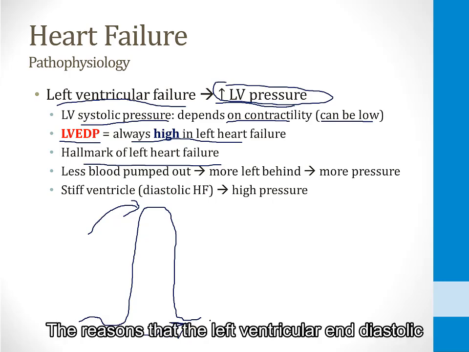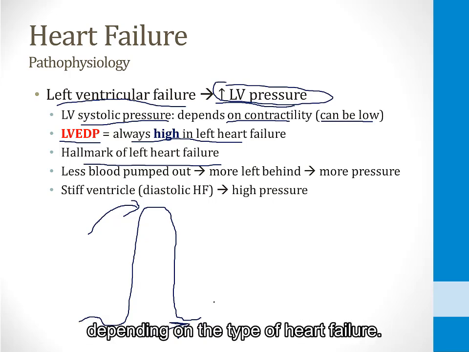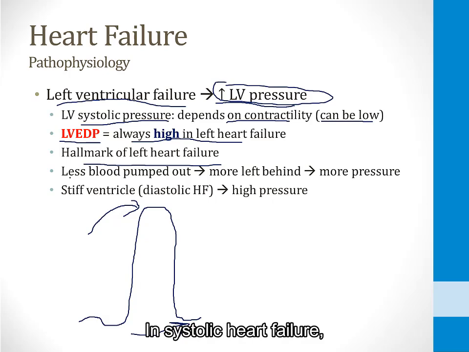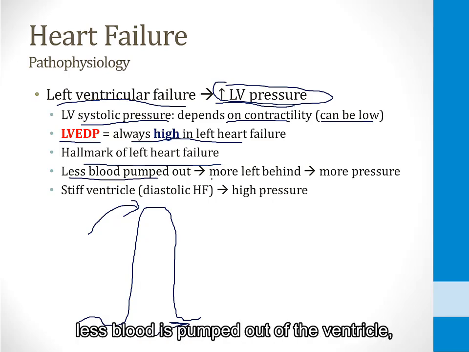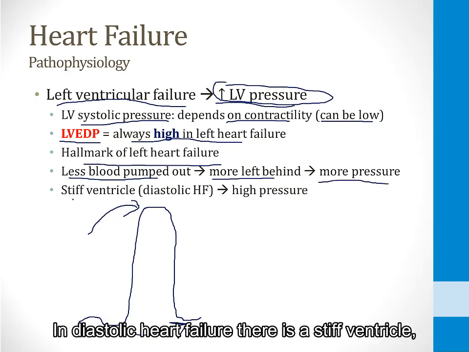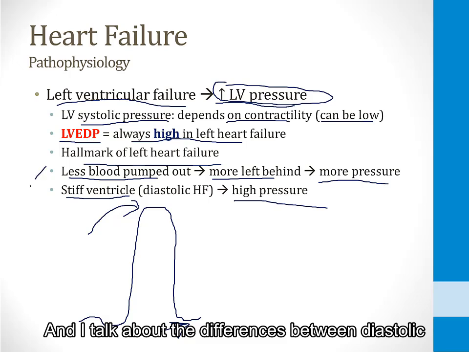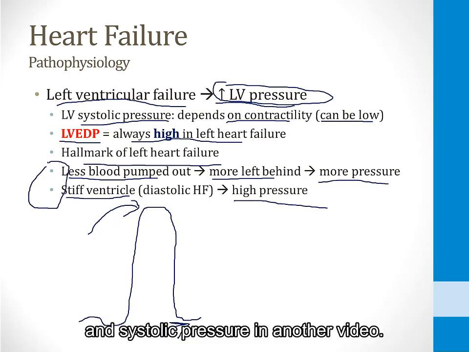The reasons that the left ventricular end diastolic pressure rises can be a little bit different depending on the type of heart failure. In systolic heart failure, less blood is pumped out of the ventricle, so more is left behind, and this raises the left ventricular end diastolic pressure. In diastolic heart failure, there is a stiff ventricle, and this leads to higher pressures. And I talk about the differences between diastolic and systolic heart failure in another video.